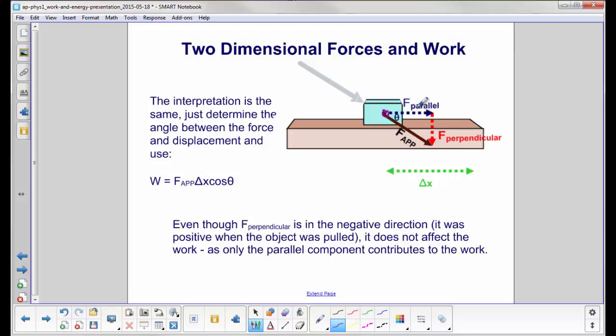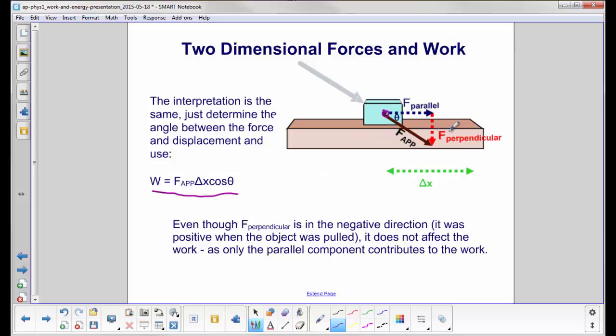We resolve it into components, F parallel and F perpendicular. Here's theta. A lot of times I'm just not going to worry about what quadrant theta is and whether the sine or the cosine is positive, but I like drawing a picture, and then you can clearly see that the perpendicular component will be in the negative direction and the parallel direction is still in the positive direction. So we have that the work is F applied delta x cosine theta.